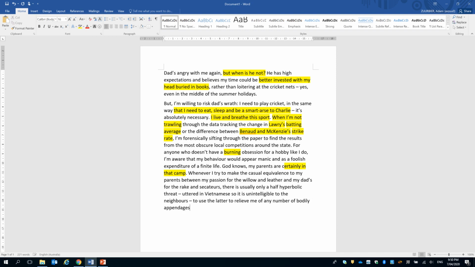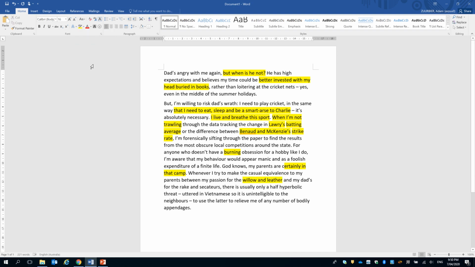Okay, so let's go through this, and pause it if you need to catch up with the writing. Okay, so he says here that his parents view his obsession with cricket as being foolish and manic. Now, here's what he says. "Whenever I try to make the casual equivalence to my parents between my passion for the willow and leather." Okay, so he says he's trying to make an equivalence or say that two things are equal. Okay, in this case, his passion for the willow and leather.